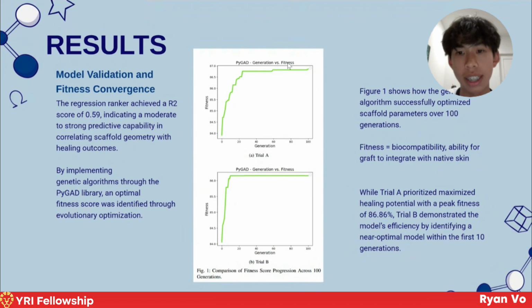So the fitness is talking about the biocompatibility of these skin grafts. And what's happening here is the model is creating 100 generations of these different models and ranking how their fitness is improving. So comparing trial A to trial B, we can see how while trial A is maximizing the healing potential with a peak fitness of 86.86, trial B is much more efficient in identifying that near optimal model because it's able to do it within the first 10 generations.